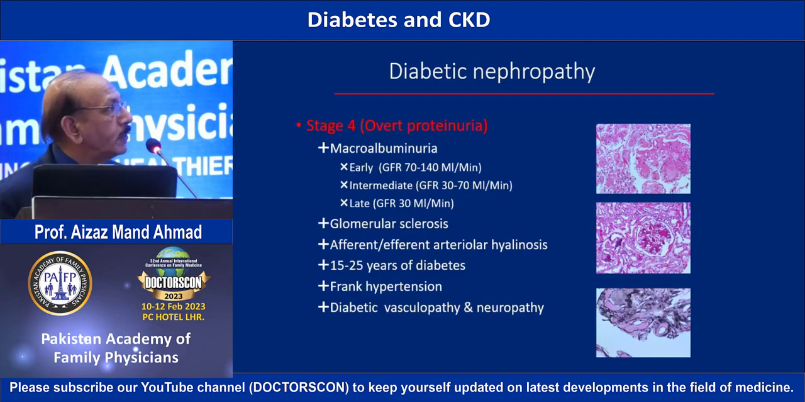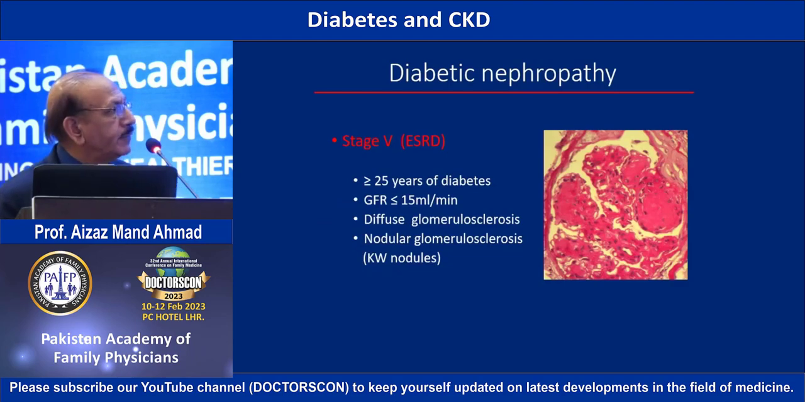In stage 4, there is obviously clear-cut macroalbuminuria and albuminuria, and the GFR is now beginning to fall. There is glomerulosclerosis. You can see this now. This is a nodule formation. Afferent and efferent arterioles are thickened, and it takes about 15 to 20 years of diabetes. There is frank hypertension now, and the patient has vasculopathy and neuropathy evident.